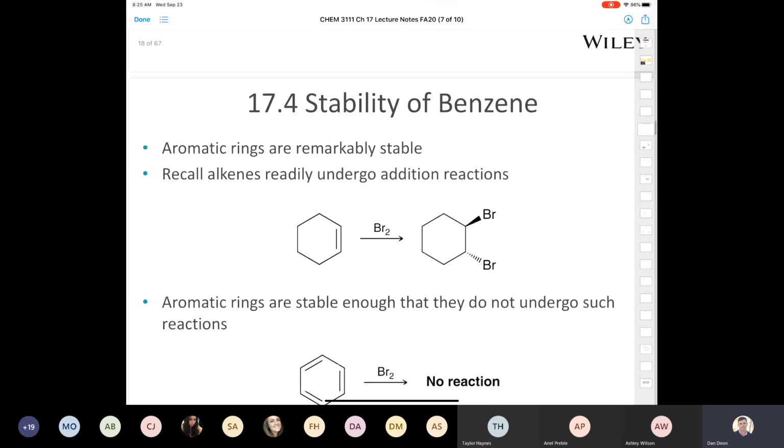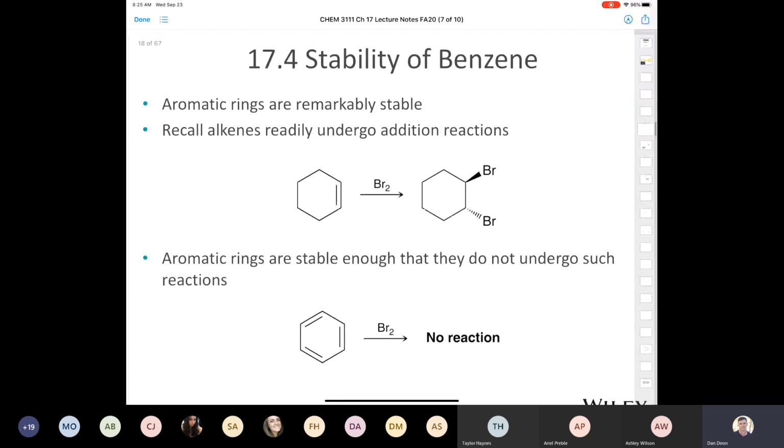But before we do, aromatic rings, as I told you before, are remarkably stable. If you take an alkene like cyclohexene and treat it with bromine, first you form the bromonium ion, and then the other bromide attacks from the opposite face of the molecule, and you get an anti-addition. You'd end up with this molecule plus its enantiomer as well. But if you try the same thing with an aromatic ring, you get no reaction, no dice, nothing happens, and the reason is the inherent stability of benzene.